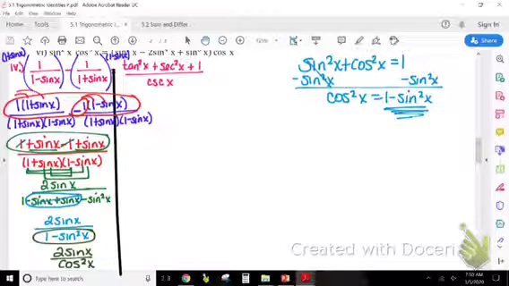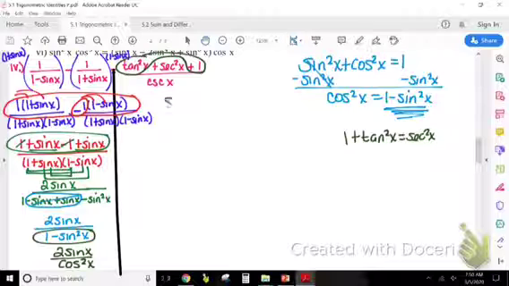Could I do tangents? You mean tangent squared plus 1? Yes, I can. What is tangent squared plus 1? Secant. That's one of those identities, right? We know that 1 plus tangent squared equals secant squared.